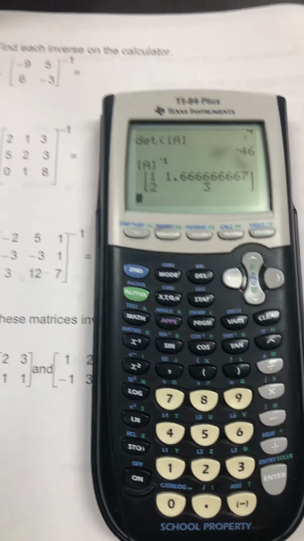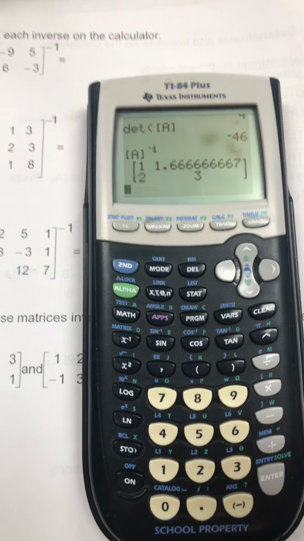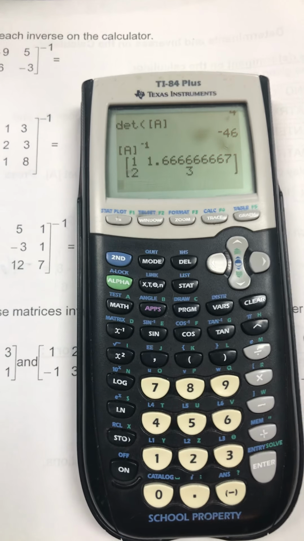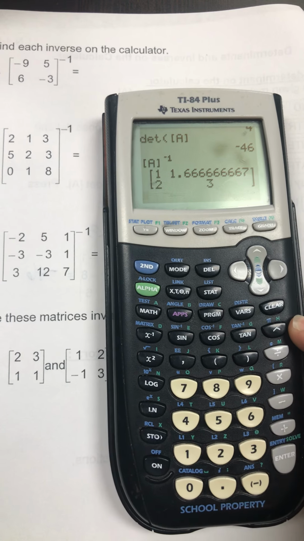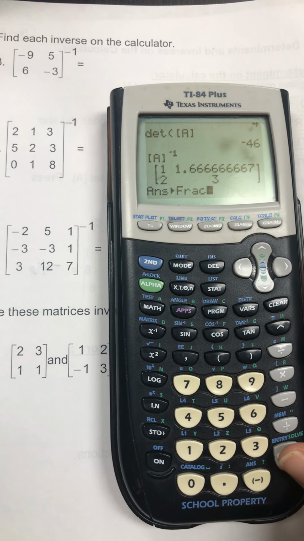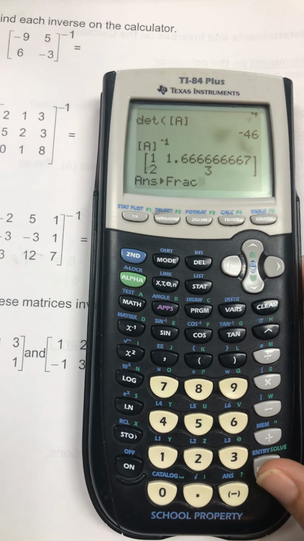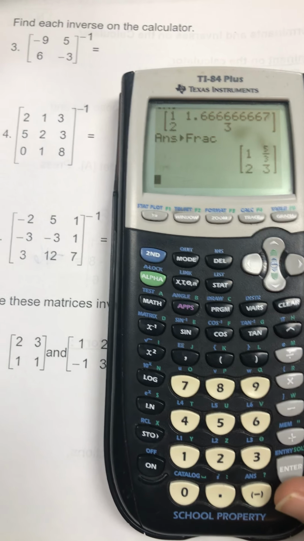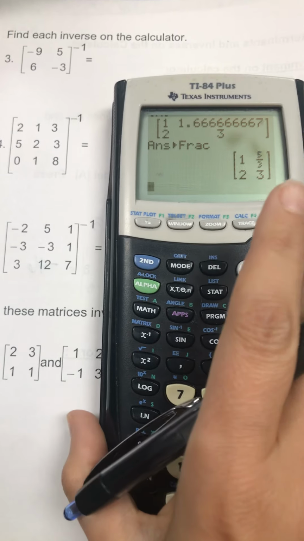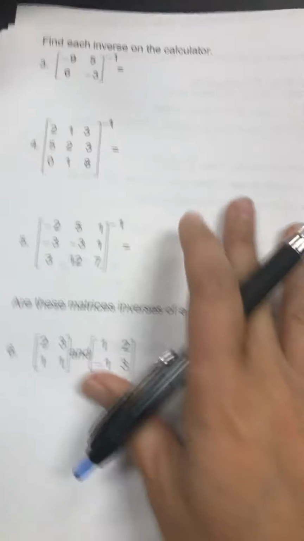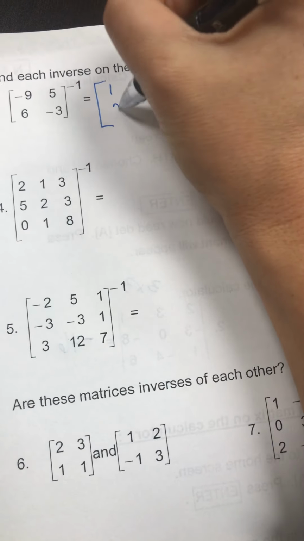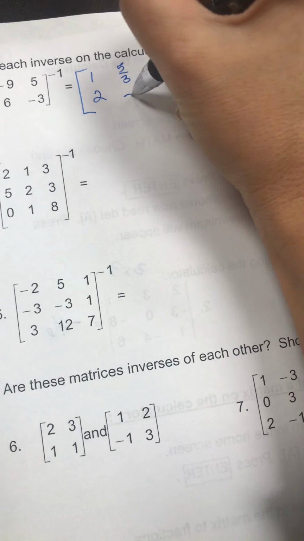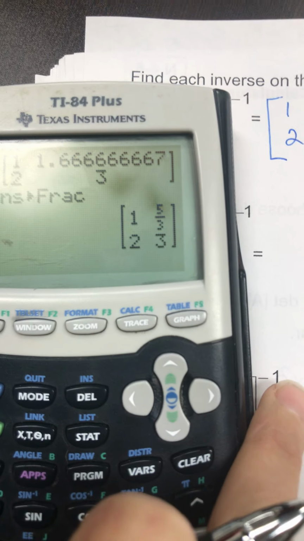Cool. Okay, now if you want this in, so the 1.666667, if you wanted that in fraction form, you could just hit math, fraction. It'll put your answer in a fraction just like you normally would convert your answer to a fraction, and hit enter, and it'll give you your matrix in fraction form, which is how we answer. Okay, so always put them in fraction form. So you're going to have 1, 2, 5/3, and 3. That's what the calculator gave; I just copied it exactly from the calculator.